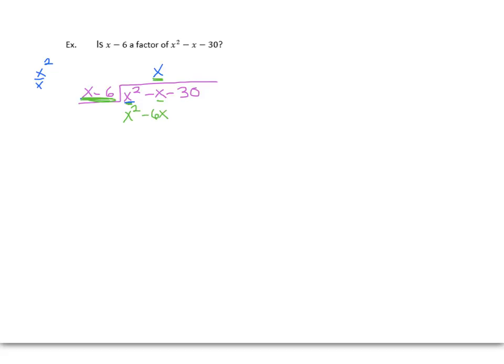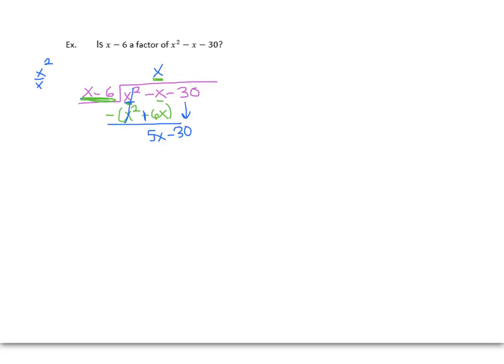But just like whenever we do long division with numbers, I actually need to subtract that. And so when I subtract x squared minus 6x, that's going to cancel the x squareds out. But when I subtract negative 6x, that's really like adding 6x. So negative x plus 6x is 5x. And then I drop down the negative 30 and start the process over again.